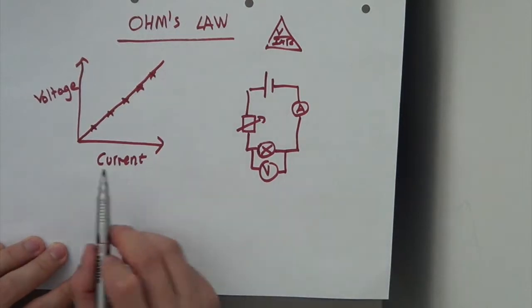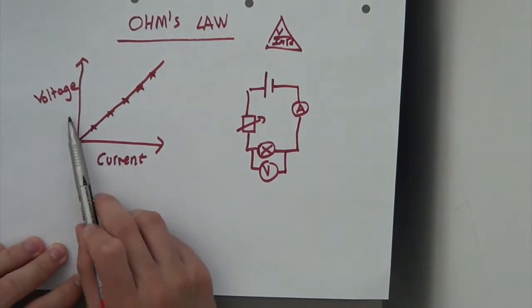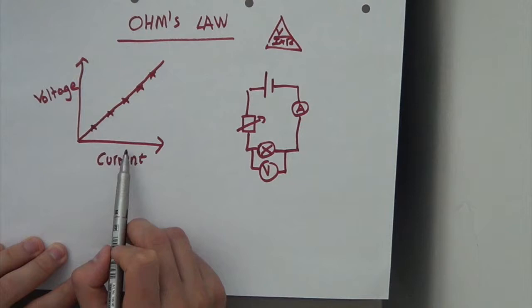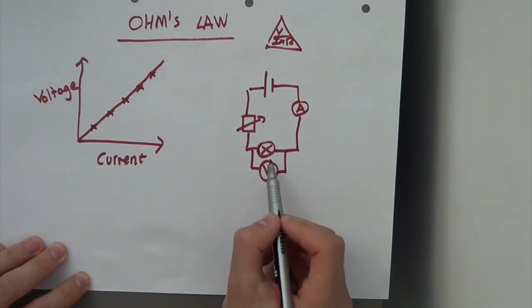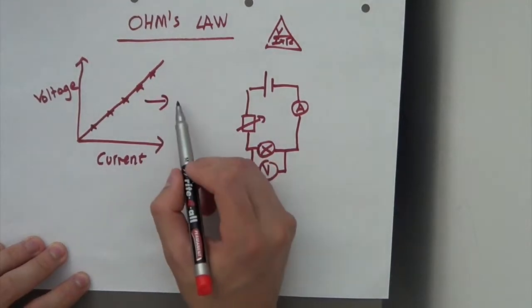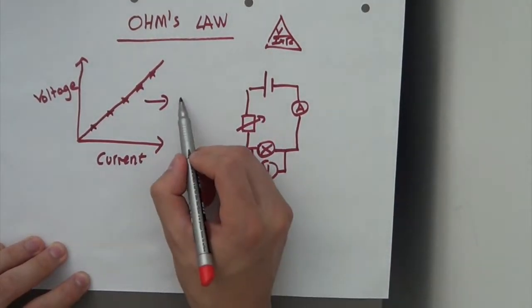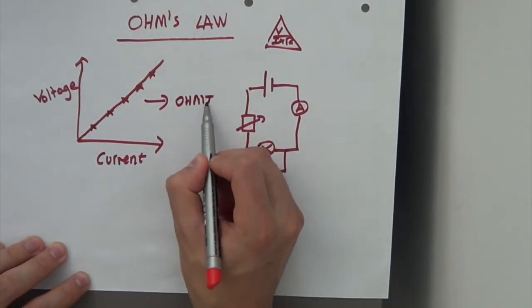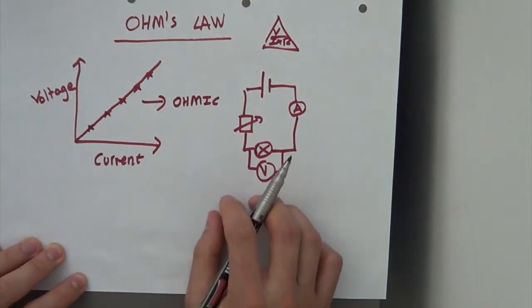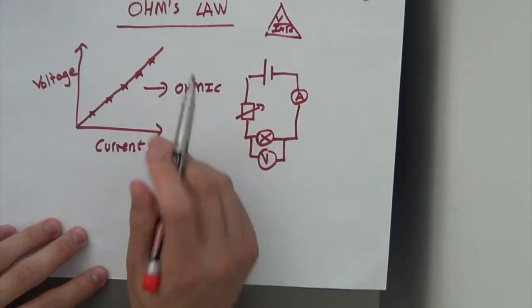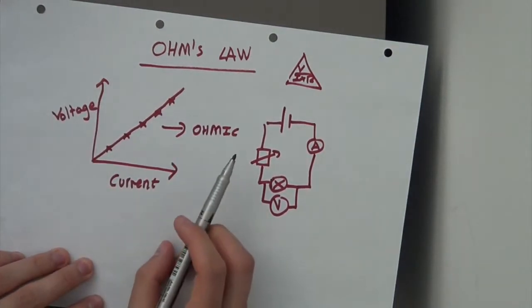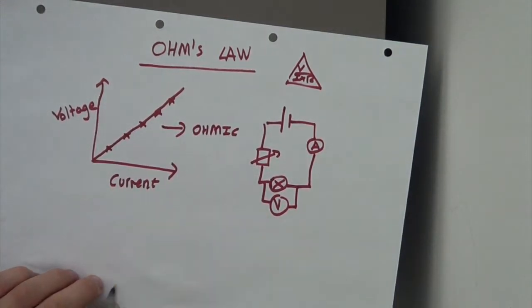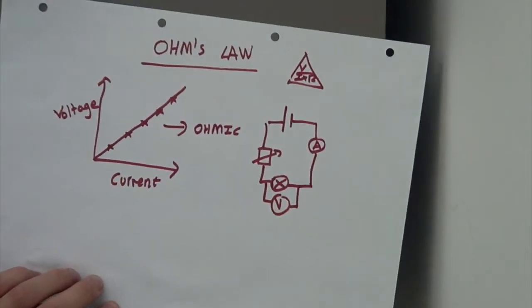So what does proportional mean? It means if the current goes up by 2, the voltage goes up by 2. If the current triples, the voltage triples. So we would say that this lamp or resistor, or whatever that component is, is ohmic. And this is Ohm's law: voltage is proportional to current, provided that the temperature is constant.